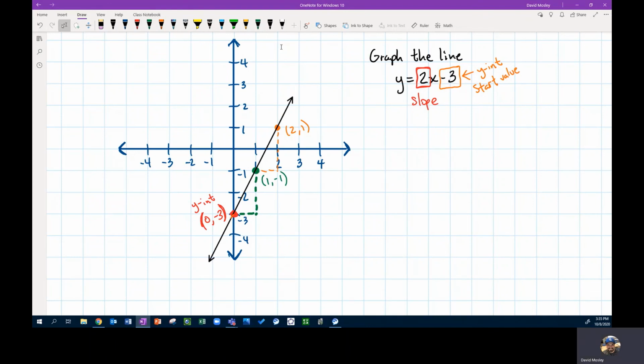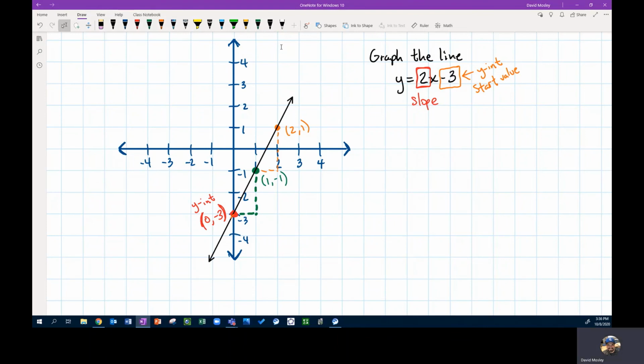So this is how we can graph our line by hand using our points as the basis, the backbone. And so we also used our y-intercept as a start value to get a starting point for our line, and we used the slope to create our other points.